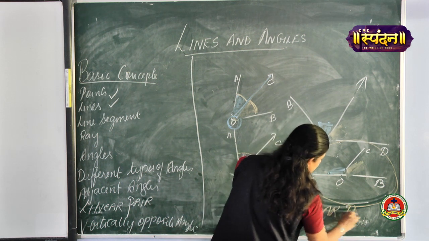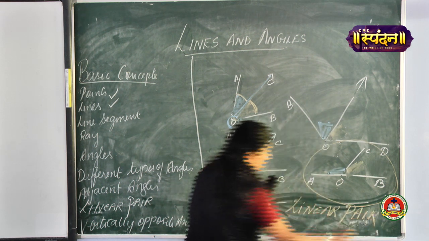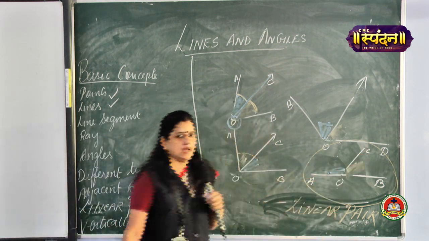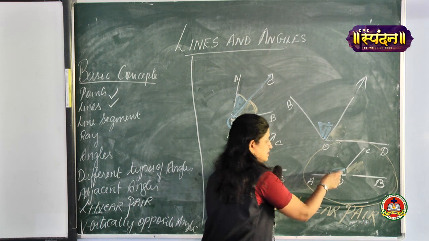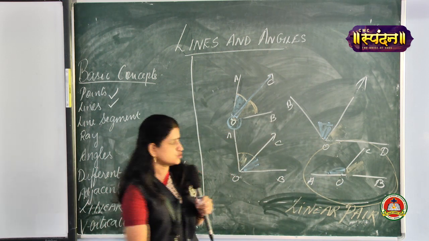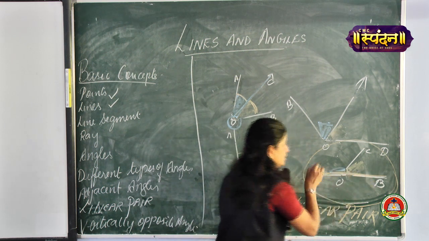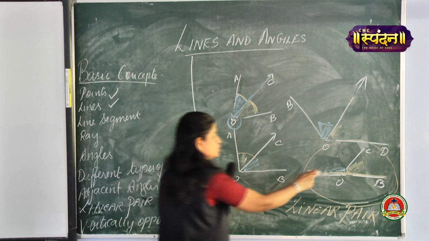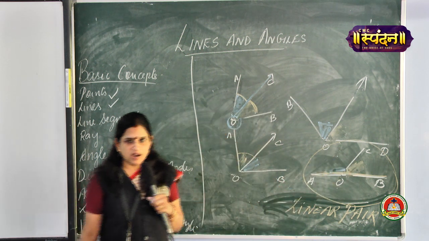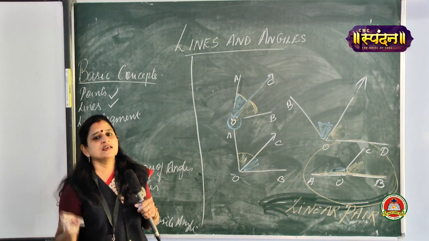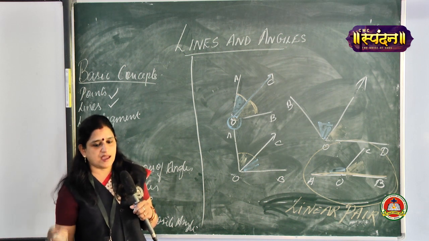You should understand what you mean by linear pair. That is, one ray will be there and the sum of two angles should be equal to 180 degree. 180 degree, it is understood, it should be a straight line. So always whenever you are having a straight line, if you are having two angles forming 180 degree, those two angles you call a linear pair of angles.